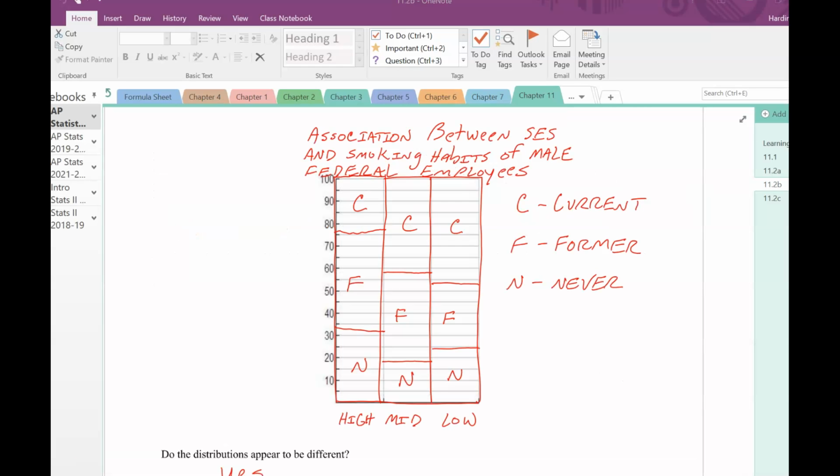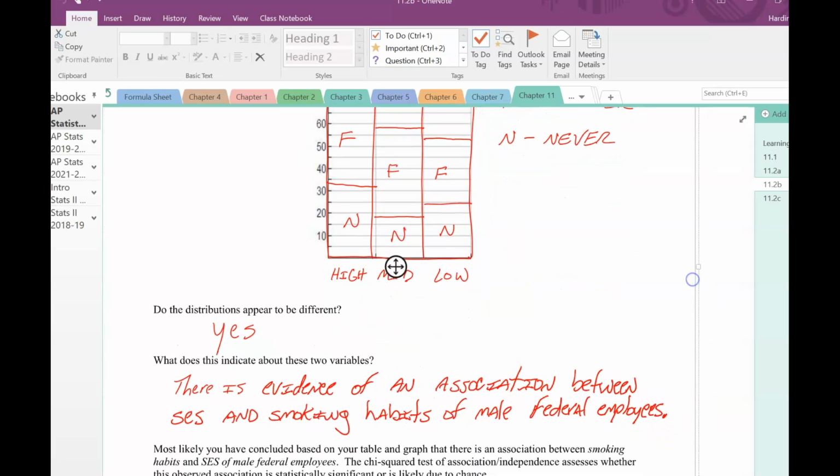And you'll see on the next page that with a segmented bar graph, you can also visually see that there's likely an association, or you might expect there to be an association between the two variables. You can see in there that the parts of the segmented bar graph are not approximately the same. So do the distributions appear to be different? They do appear to be different in the segmented bar graph. So there is some evidence here of an association between SES and smoking habits.